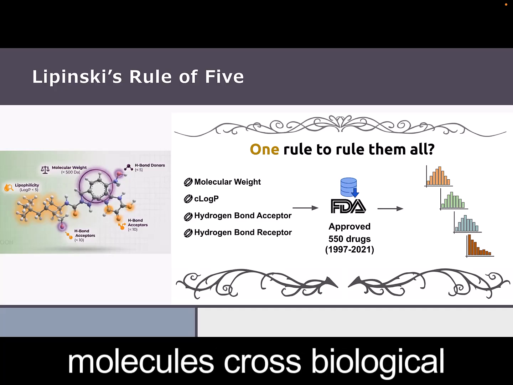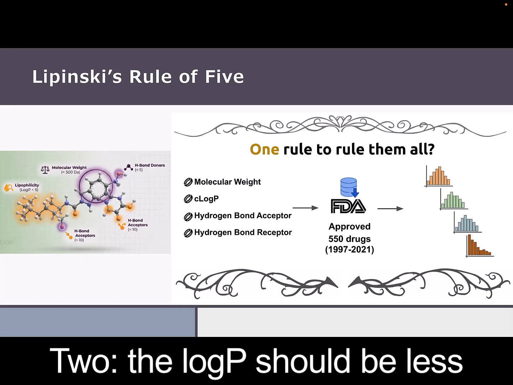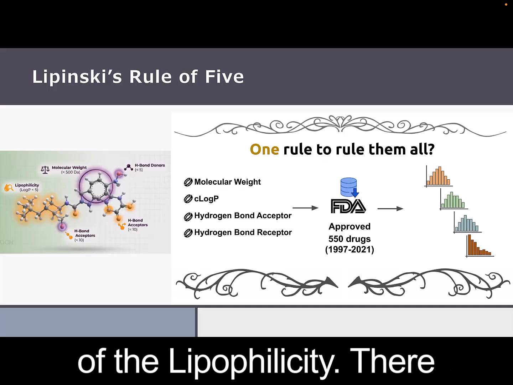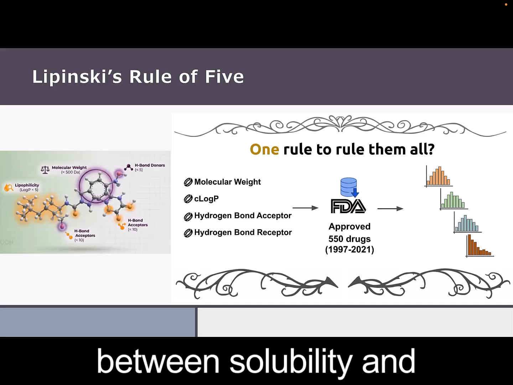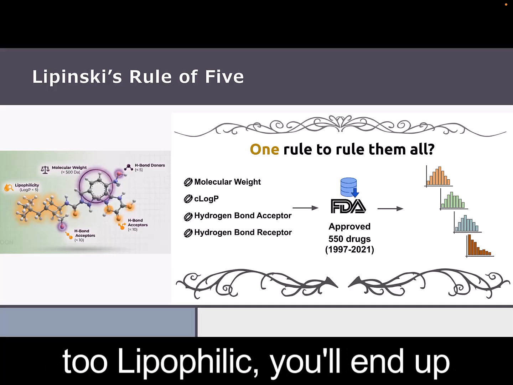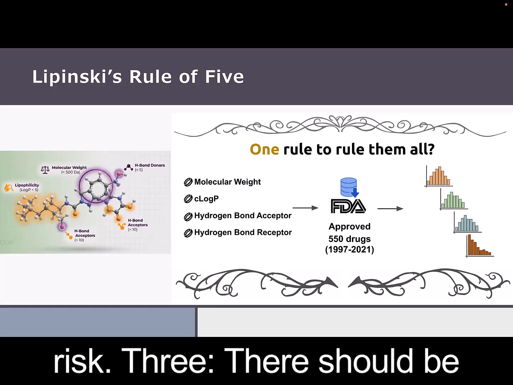Smaller molecules cross biological membranes more easily. Second, the log P should be less than 5. This is a measure of the lipophilicity. There needs to be a balance between solubility and membrane permeability. If it's too lipophilic, you'll end up with poor solubility and higher toxicity risk.